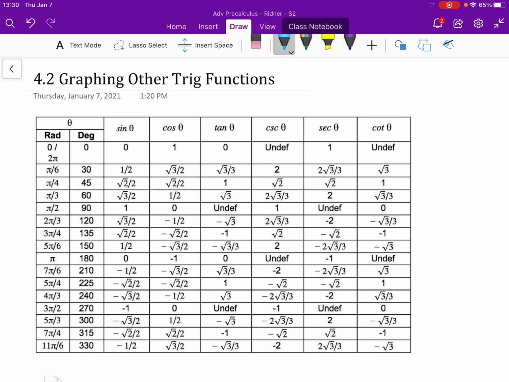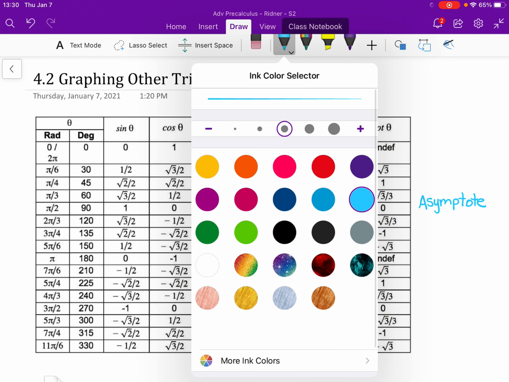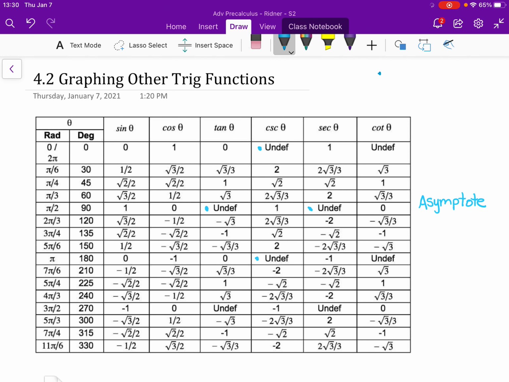But what we want to pay attention to is a couple of things. A, anywhere that there's an undefined on this table, that means that there is an asymptote on the graph. That means there will be nothing that ever crosses there. So think about the dashed vertical lines. The next thing I want you to notice is in the tangent column, where it only likes to work if you go side to side.